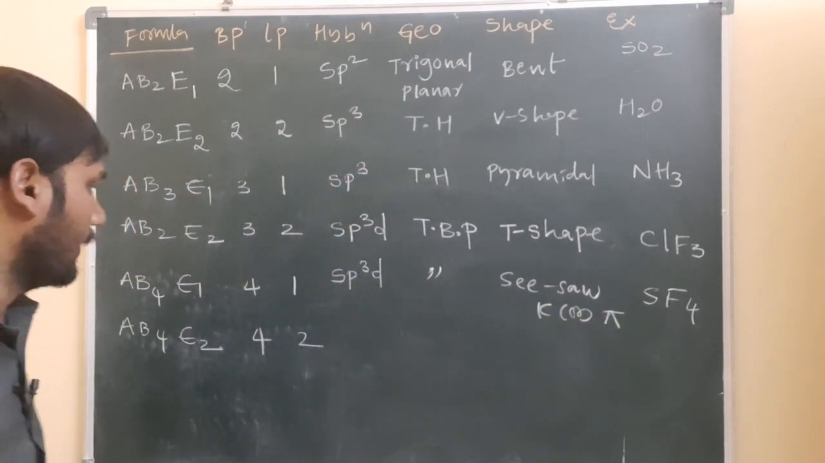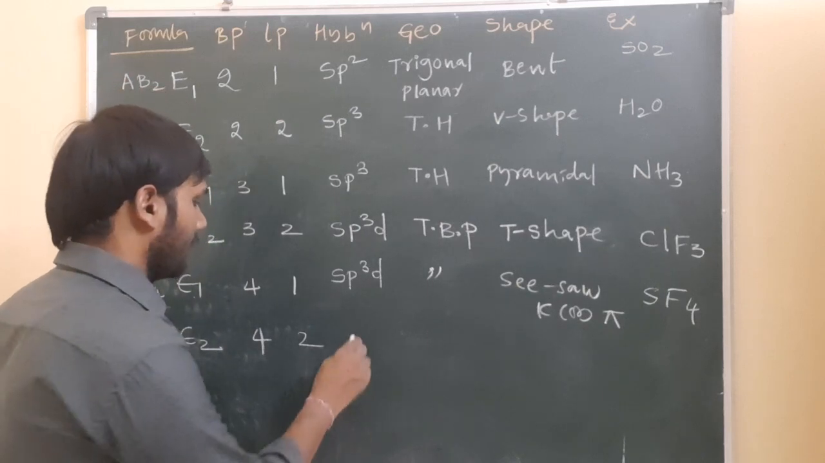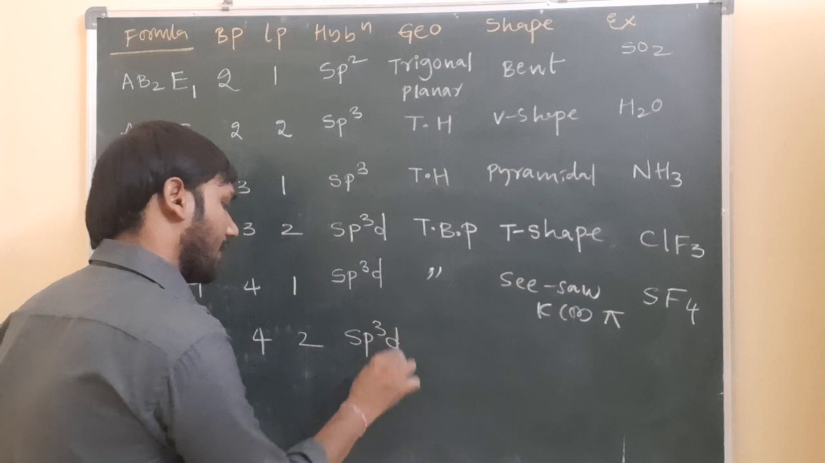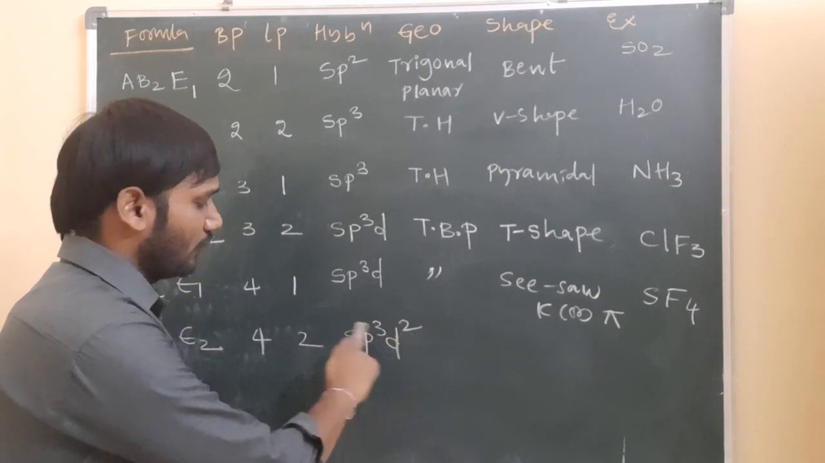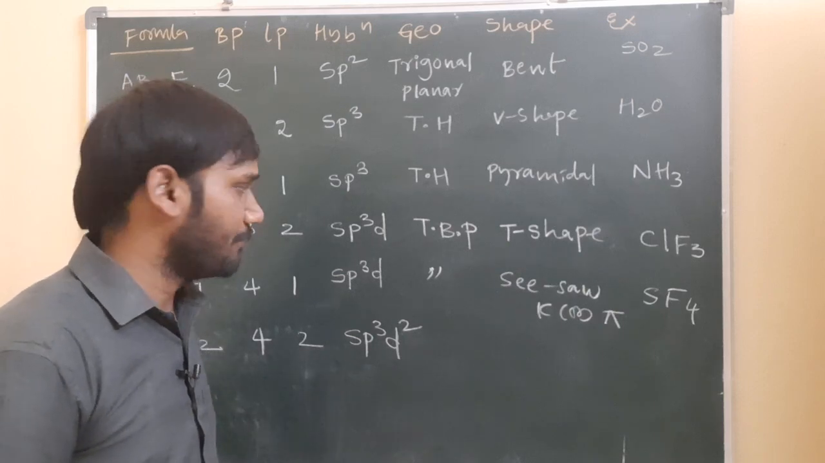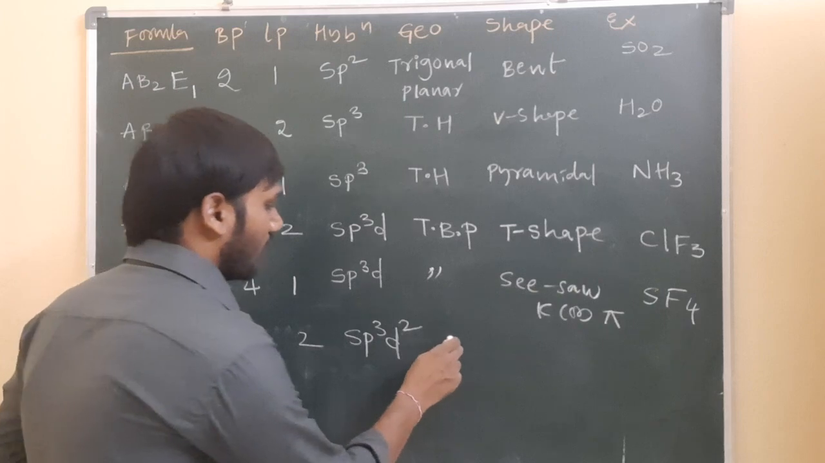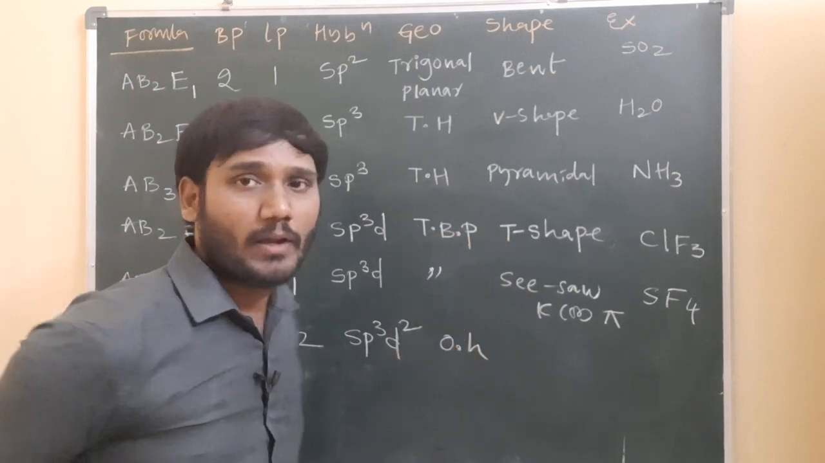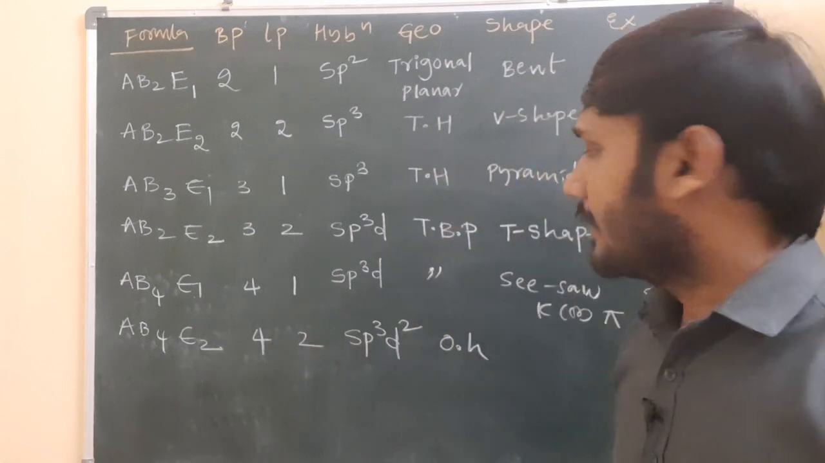That is next what? AB4E2: 4 bond pairs, 2 lone pairs, nothing but 6 electron pairs, so sp3d2, because 2 d orbitals and 3 p orbitals, 3 plus 2 is 5, 5 plus 1 is 6, totally 6. Okay, 6 electron pairs are present. With 6 electron pairs, what is the geometry? Octahedral. 6 electron pairs, or sp3d2, nothing but octahedral geometry.